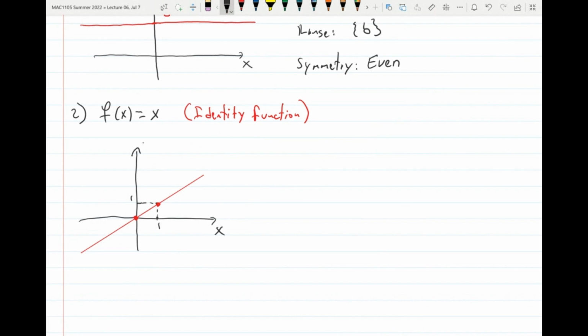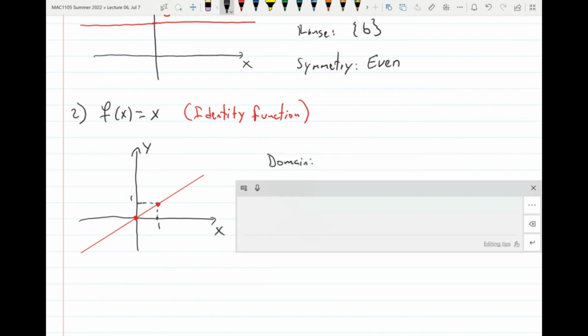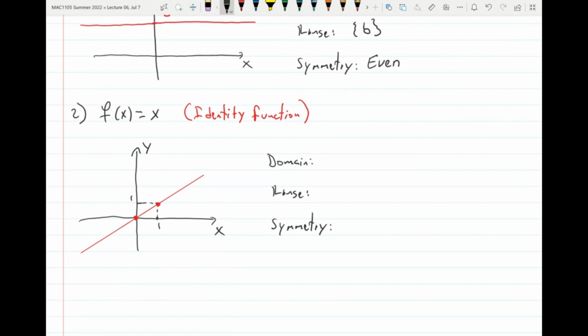Okay, anyways, this is your identity function, and let's go ahead and write down its properties. So what's the domain? Real numbers. Range? Real numbers. Symmetry? Oh, good.